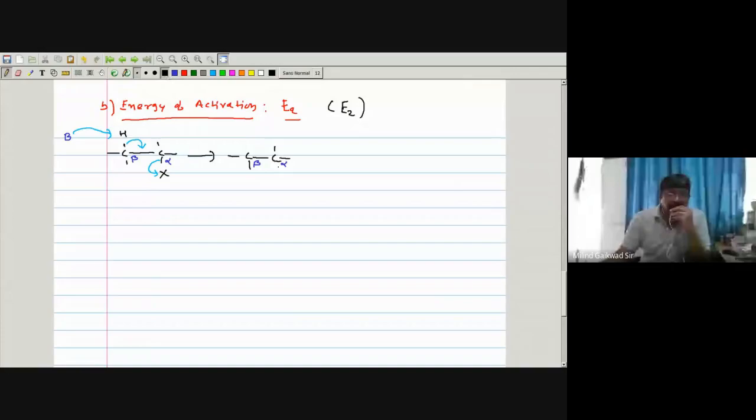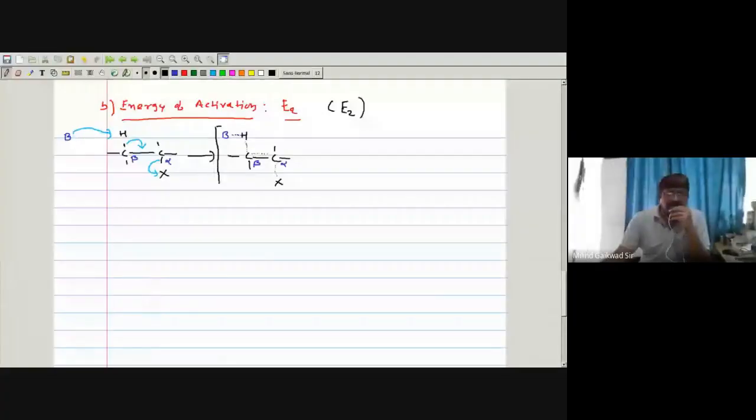The bond between the C alpha and C beta undergoes forming. At the same time, the bond between C alpha and the leaving group undergoes breaking, and you are getting such a type of structure. Here is an H and here is an X, right? So this bond breaks, this bond forms, this bond breaks. At the same time, the bond between this H and this base undergoes formation, right?